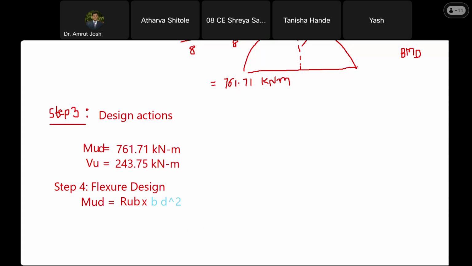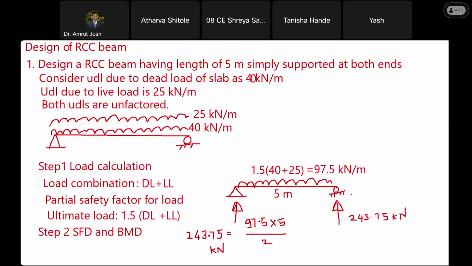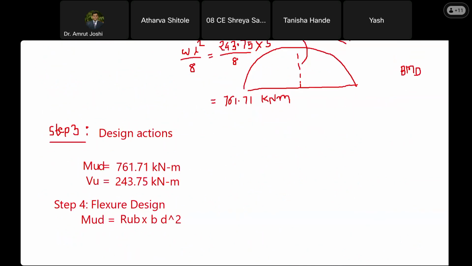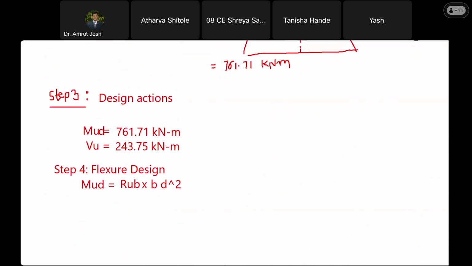As it is a design problem, we may not be given what grade of concrete and what grade of steel you have to use. So we have to make a choice. Are you with me? Yes, sir. Typically for beams, we use grade of concrete greater than or equal to 20. So let us go ahead with M20 concrete, with characteristic compressive strength of 20 MPa, and I'm going to use steel of Fe500. Are you with me? Yes, sir. So this is the choice that I make.